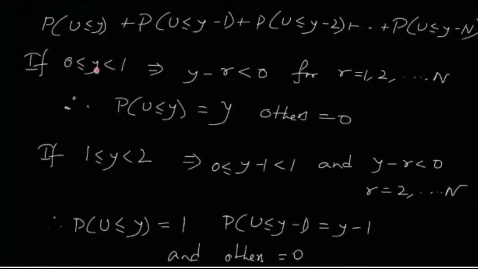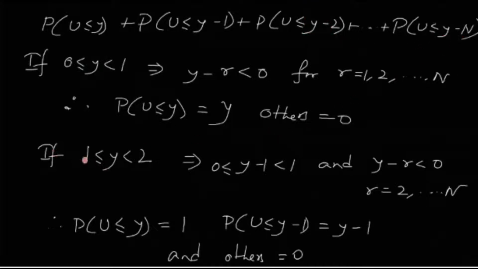So if y lies between 0 and 1, then this one is just returning that value y, and the others are 0, right? This part is all 0, because y minus 1 becomes less than 0, so obviously it's 0. Again, this is also less than 0, so again this is 0, and so on.